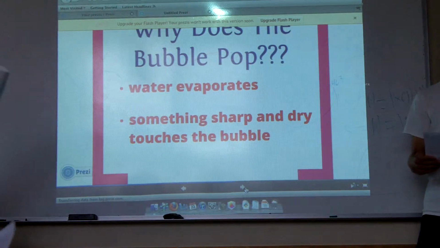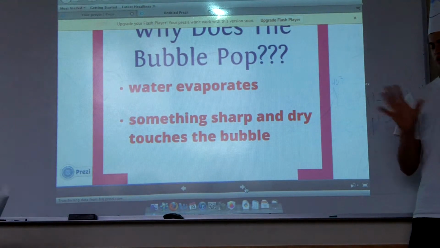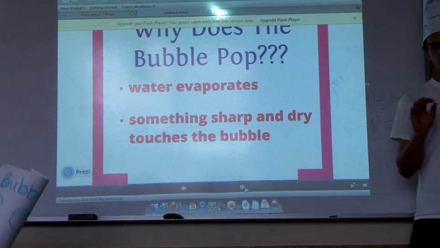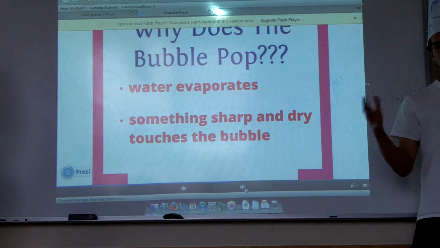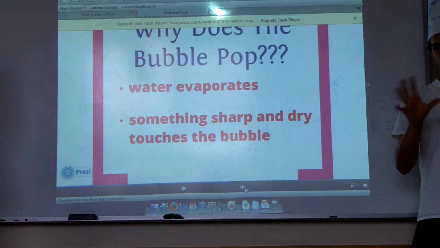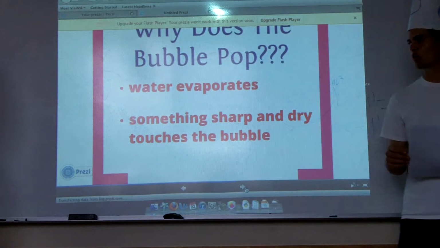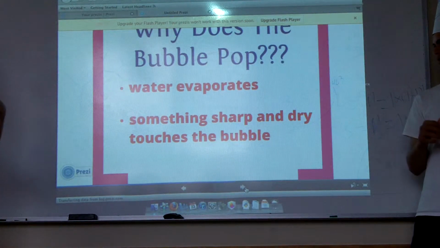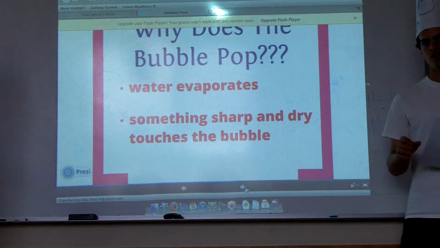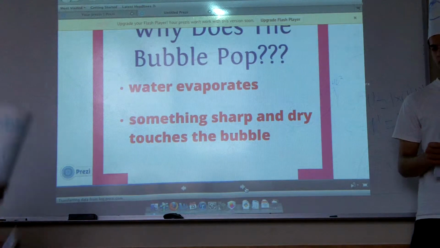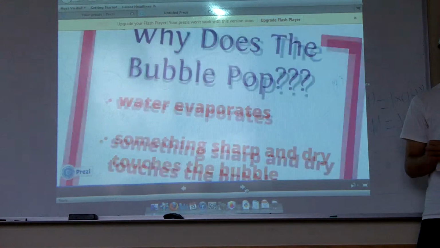Okay, so why do bubbles pop? They pop because the water in the bubble evaporates. The water is between two layers of soap. If the bubble gets too big and the soap layer breaks, then the bubble will pop because the water evaporates. Or if you touch the bubble with a dry or sharp surface, then you'll break the layer of soap and the water inside will evaporate.